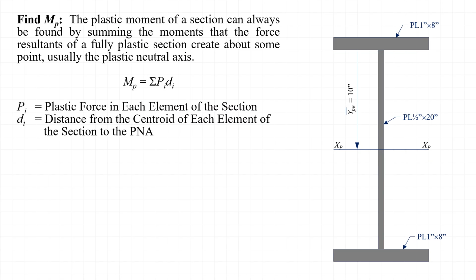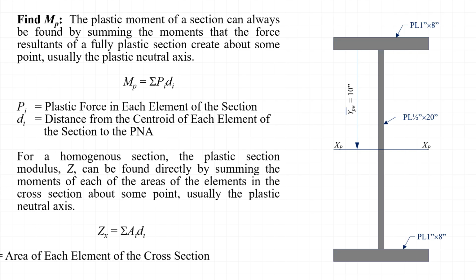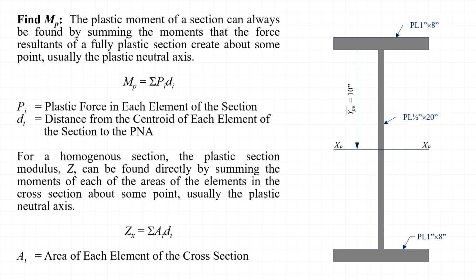While the plastic moment of any cross-section can be found by summing the moments that the force resultants of a fully plastic section create about some point, usually the plastic neutral axis, the plastic section modulus of a homogeneous section can be found directly by summing the moments that each of the areas of the elements in the cross-section create about some point, usually the plastic neutral axis.